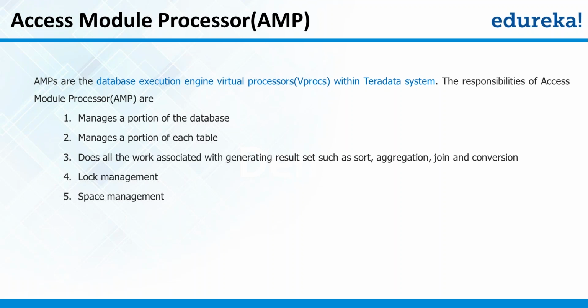It does all the work associated with generating a result set, such as sorting, as in if I do an order by column, then it is sorting. I can also do aggregation like average, max, min, sum. I can do joins and I can do conversion as well. All of this is related to the data. The Access Module Processor is responsible for the data stored in its corresponding vDisk, virtual disk. That's why the AMP is responsible for all these operations.